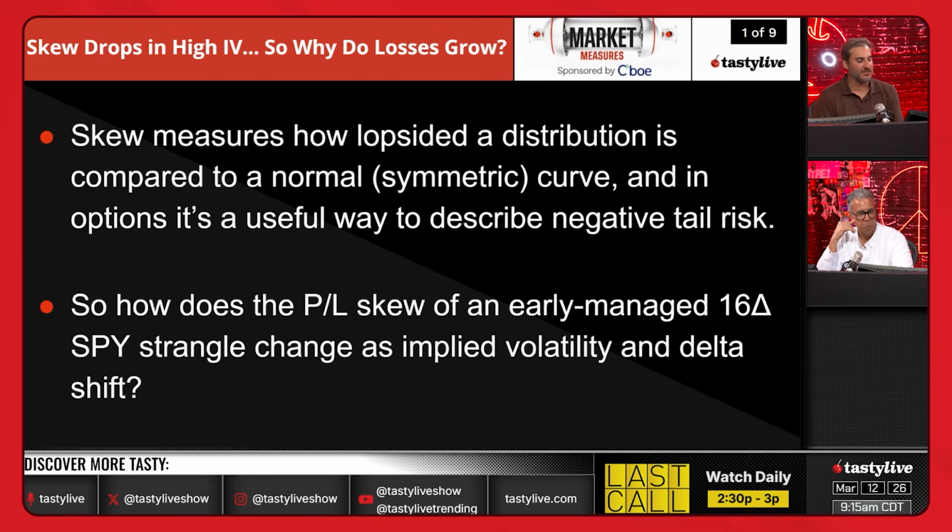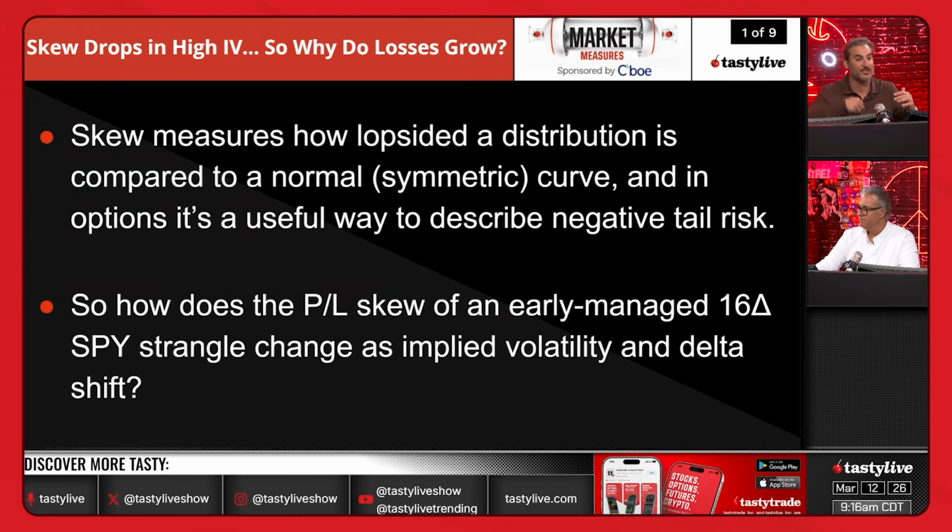So how does the P&L skew of an early managed 16 delta SPY strangle change as implied volatility and delta shift? We're going to look at basically volatility regimes. We're going to see what happens when volatility is low versus high, because that's really when you're selling premium. When volatility is super high, the negative skew is still there. The tail risk is still there, but that tail risk just inflates. And so you're going to see that in the numbers here.